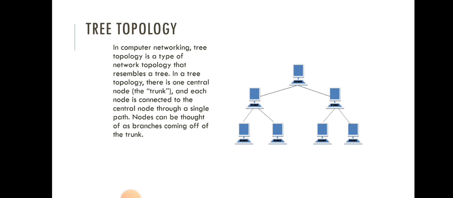Tree topology. In computer networking, tree topology is a type of network topology that resembles a tree. In tree topology, there is a central node, which is known as the trunk, and each node is connected to the central node through a signal path. Nodes can be thought of as branches coming off of the trunk.